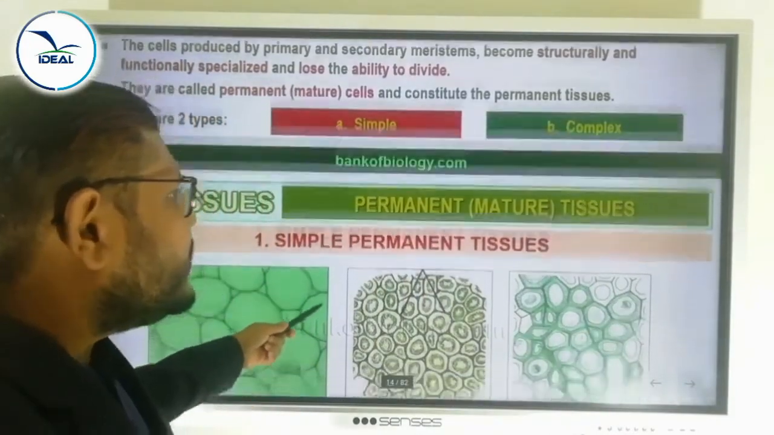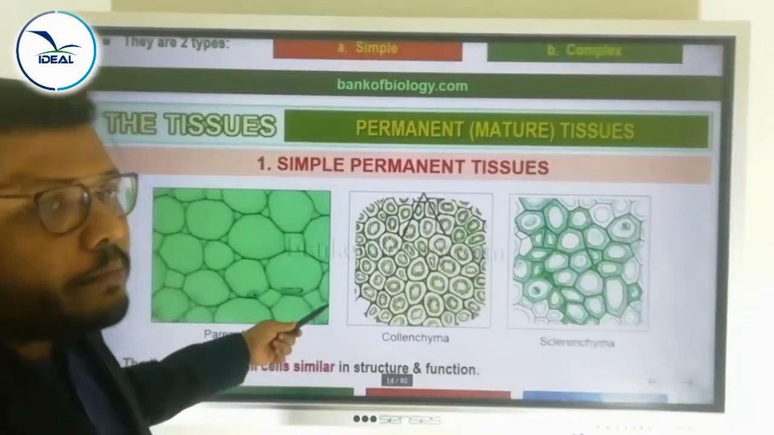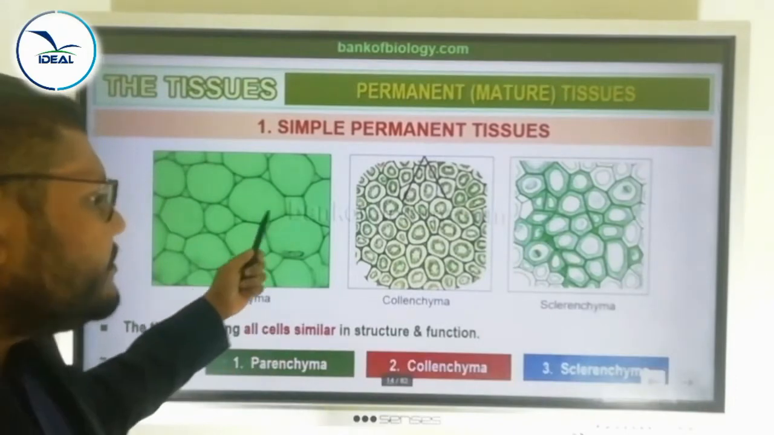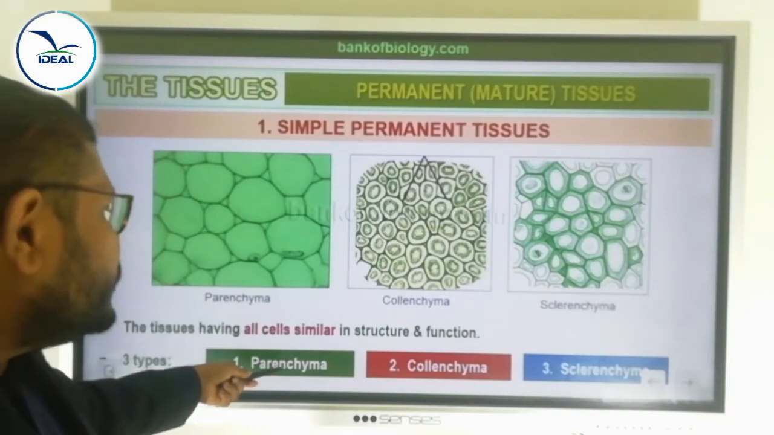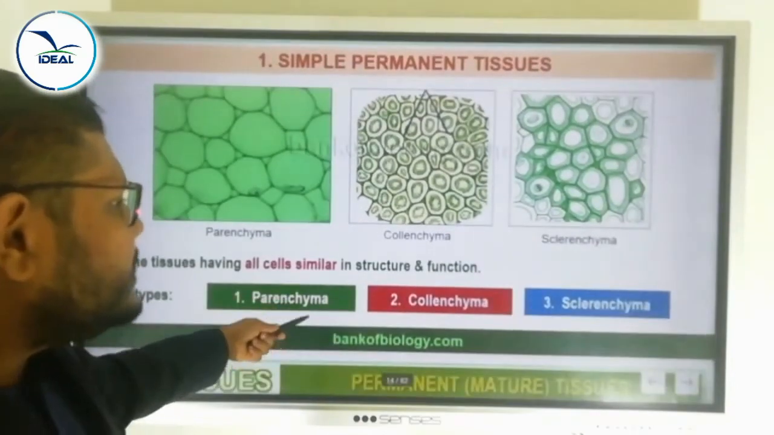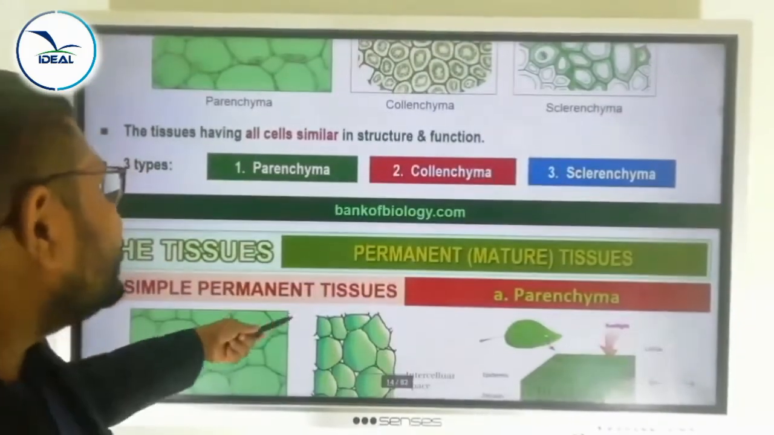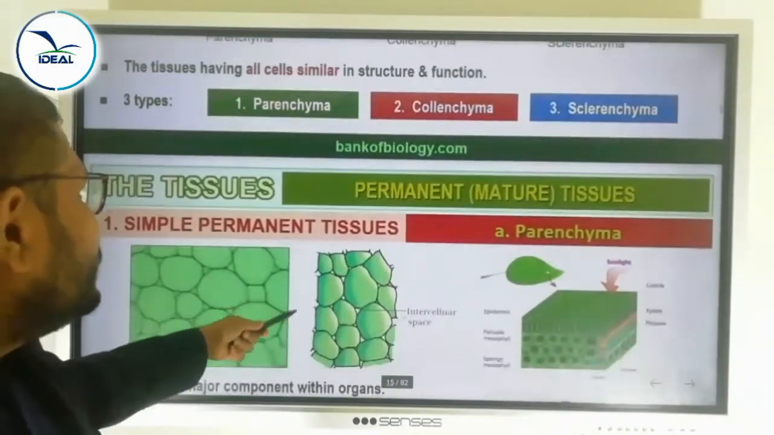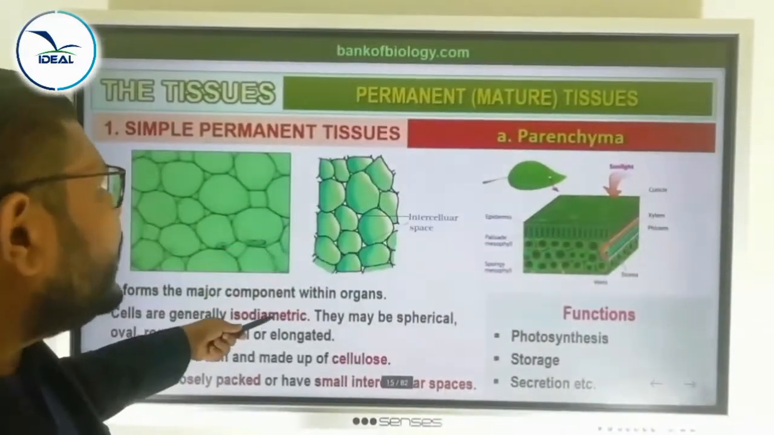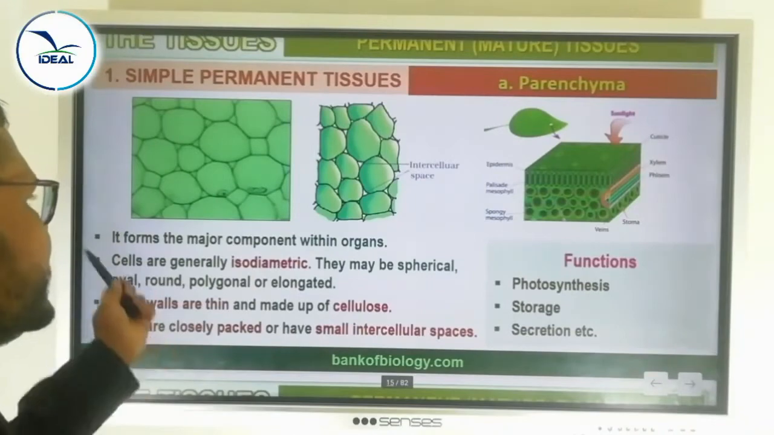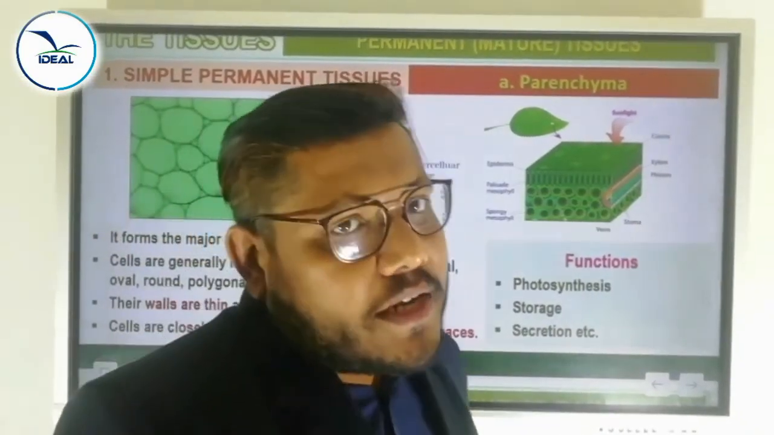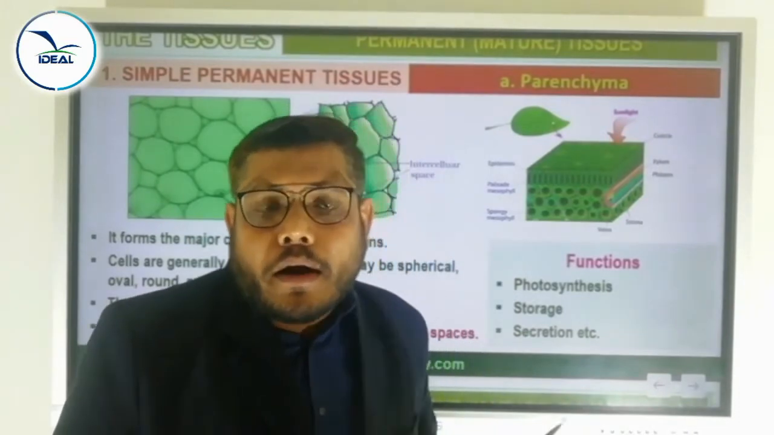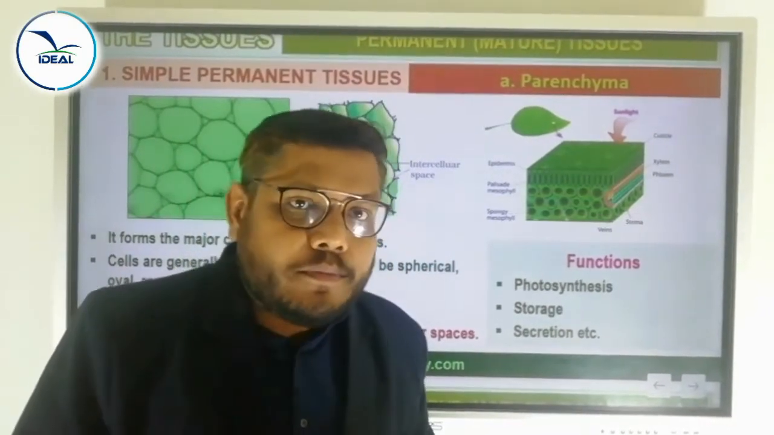Look, these are the different types of permanent tissue, simple permanent tissue: parenchyma, collenchyma and sclerenchyma. All these tissues have similar cells in structure and function. Is it clear? So first we are discussing parenchyma cells. What are parenchyma cells? These are isodiametric in shape.